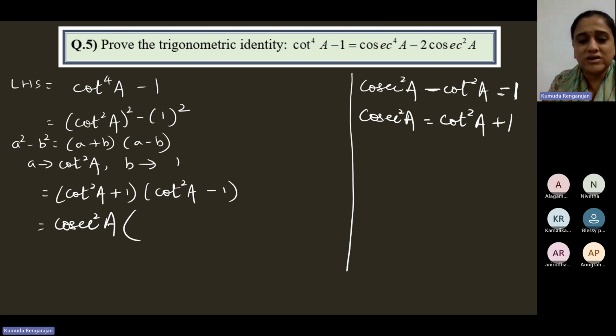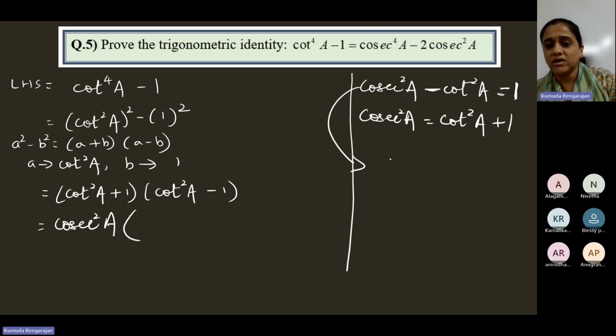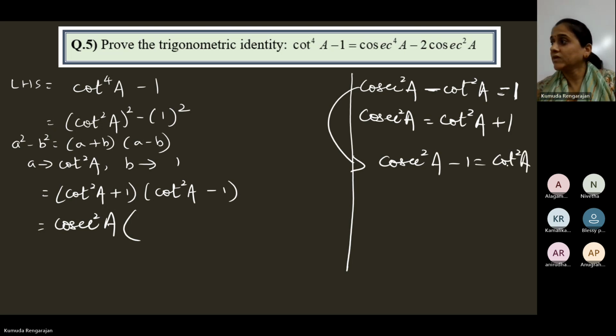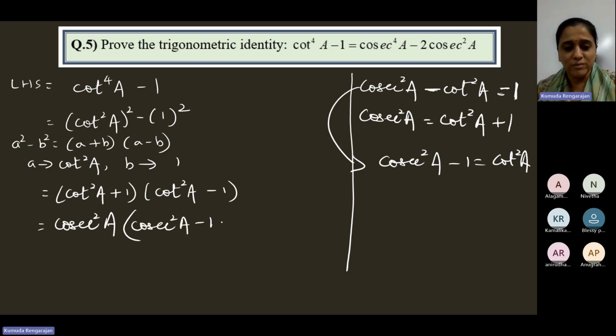Now, the second one looks a little difficult. Cot square A minus 1, we are not getting it using the identity. So no worries. You're not able to substitute using the identity, so don't do that. What is cot square A from this identity? Cosecant square A minus 1 is cot square A. So instead of cot square A, write cosecant square A minus 1, and that minus 1 as it is. So it becomes cosecant square A into cosecant square A minus 2.